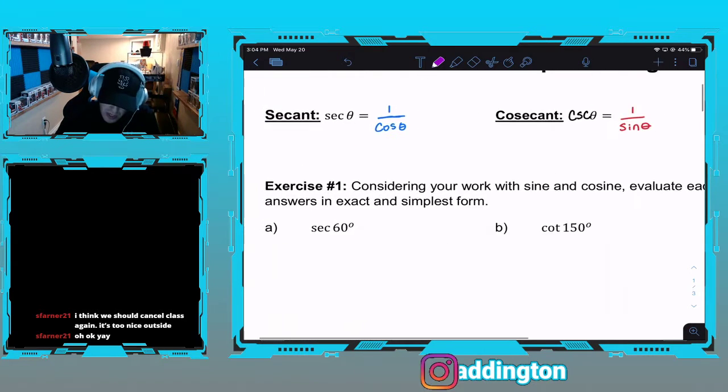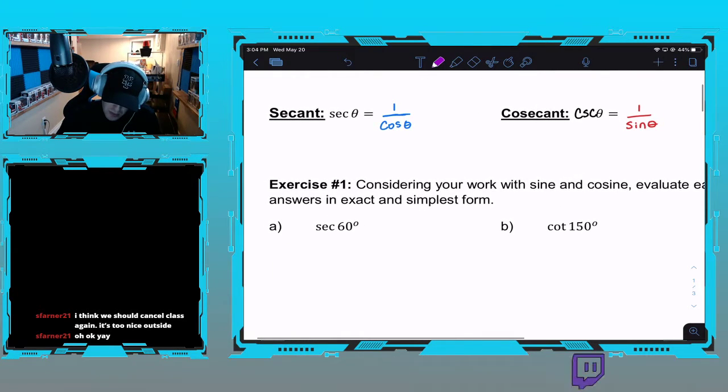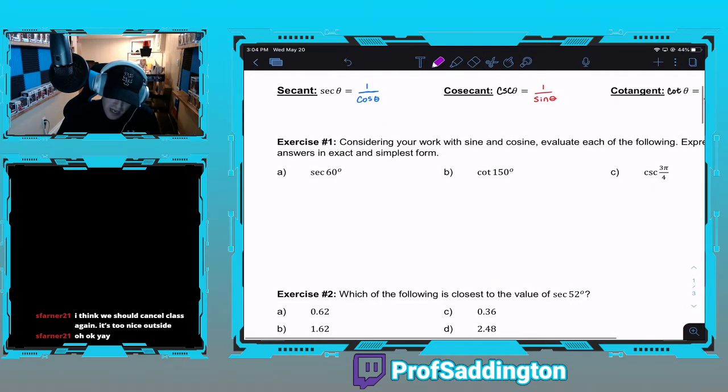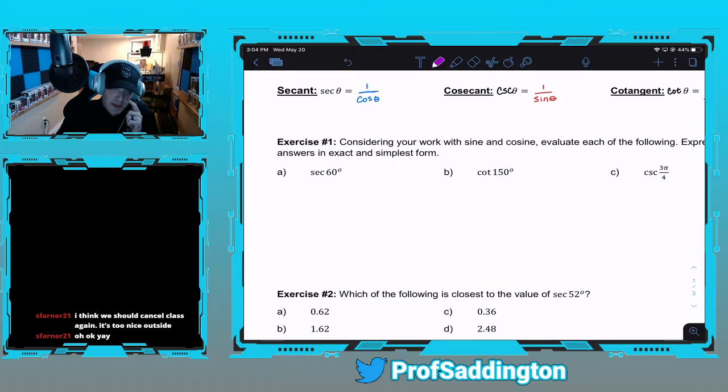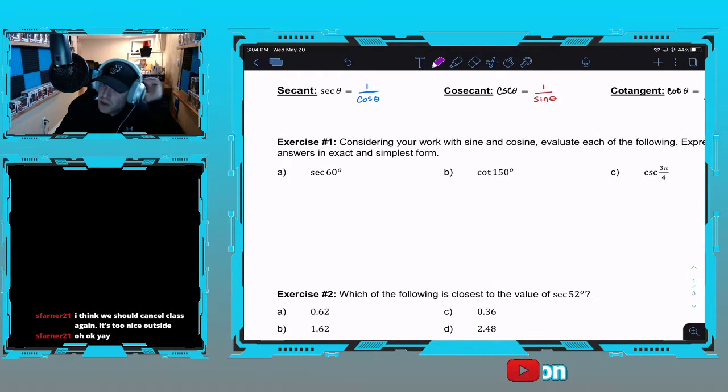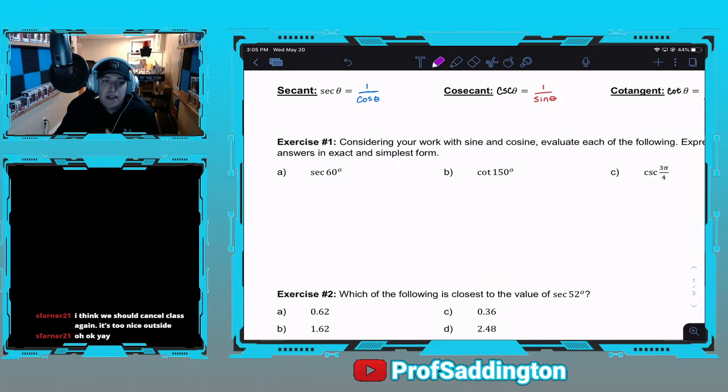The only other thing is I'll go down and look at exercise number 1, part A. I'm first going to show you how to do all these without a calculator, so I'm going to do everything by hand. Then in exercise number 2, I'm going to show you how to do it with the calculator, and then we should be good to go for today.